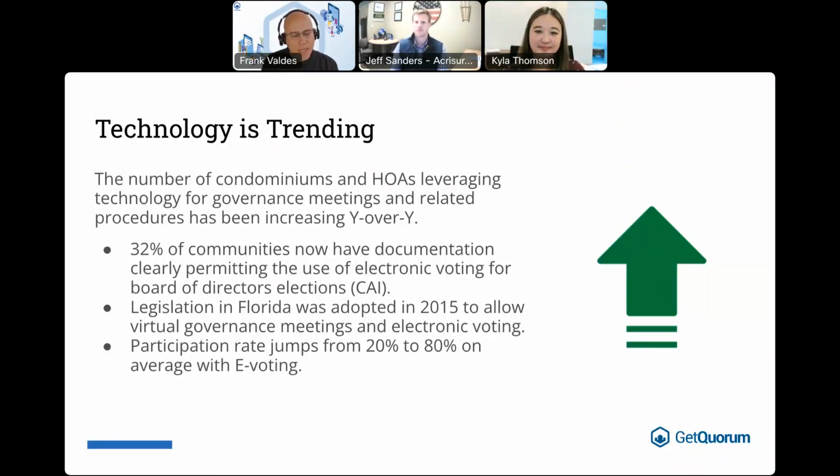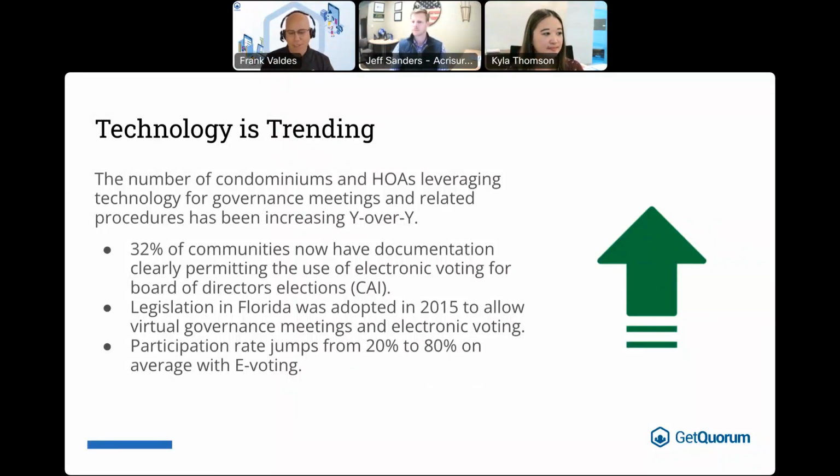So here's where we stand in the state of Florida. Over 32% of the communities now have documentation, right? And we'll dive into what that looks like, that documentation, permitting the use of electronic voting for the board of directors elections, for special meetings, and many of those as well have electronic notices also.